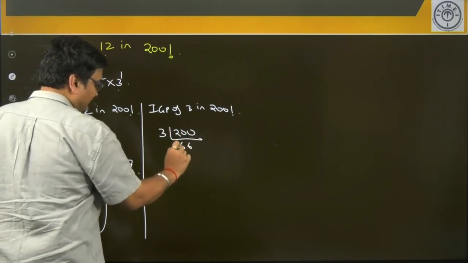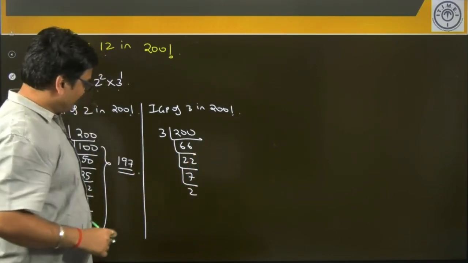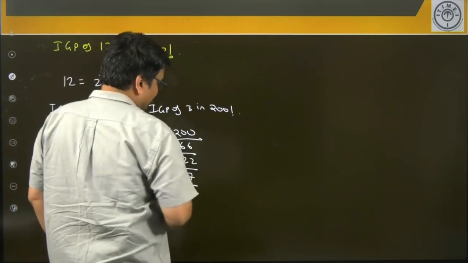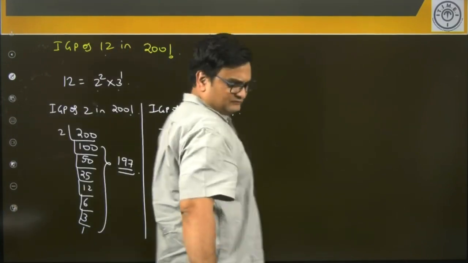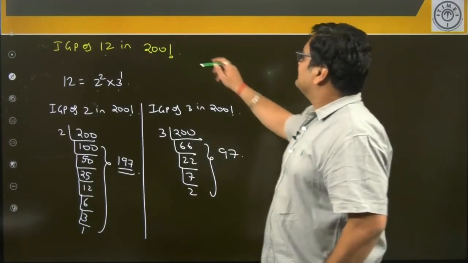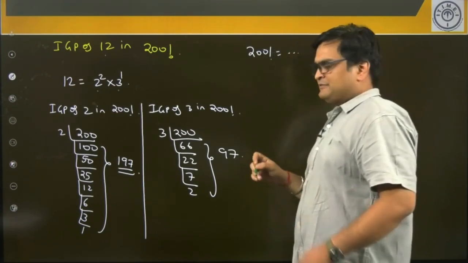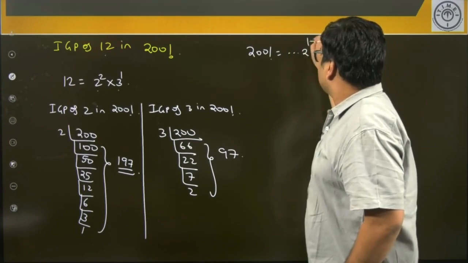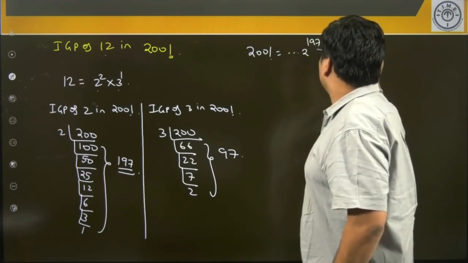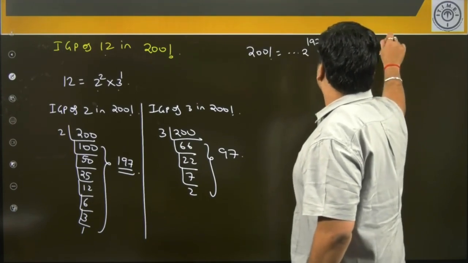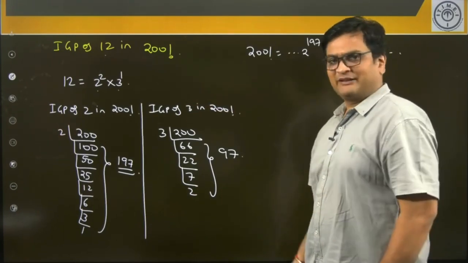It will be 66, 22, 7, 2. That's it. When you add it, 88, 88 and 7 is 95, 95 and 2 is 97. So that means when you prime factorize 200 factorial, the power of 2 is going to be 2 power 197 and the power of 3 is going to be 3 power 97, followed by 5s and 7s and whatever with some powers. We are only interested in 2 and 3 because 12 is made up of 2s and 3s.